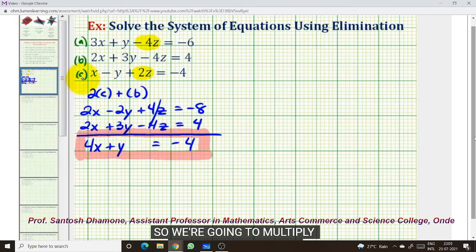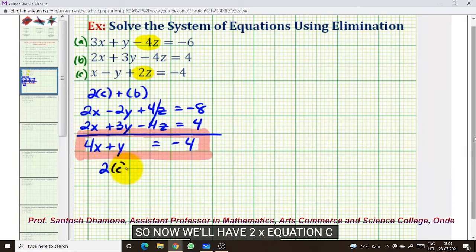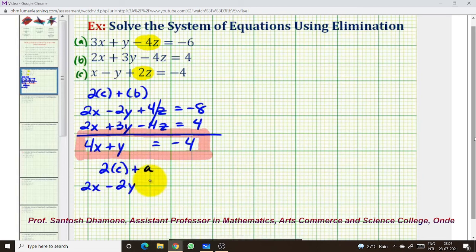So now we'll have 2 times equation C plus equation A. We just multiplied equation C by 2. It was 2x minus 2y plus 4z equals negative 8. We're going to add this to equation A, which is 3x plus y minus 4z equals negative 6. So we'll add these two equations together.